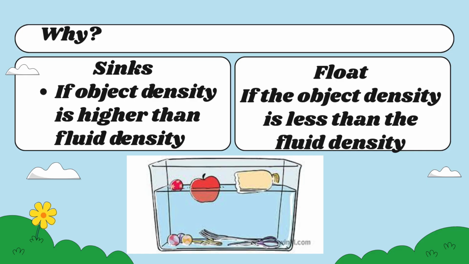So why do objects sink and float? If an object's density is higher than the fluid density, it sinks. And if the object's density is less than the fluid density, it floats. In this example, the objects with a higher density than the liquid sink to the bottom of the tub, and the ones with the lower density tend to float on top.